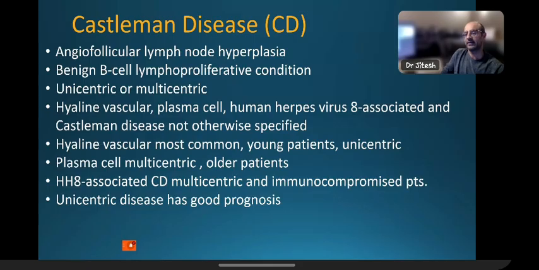Patients who have a unicentric disease have a better prognosis. They can be surgically resected, whereas patients who have multicentric disease are basically treated as a multicentric malignancy with chemotherapy or other immunotherapy drugs.